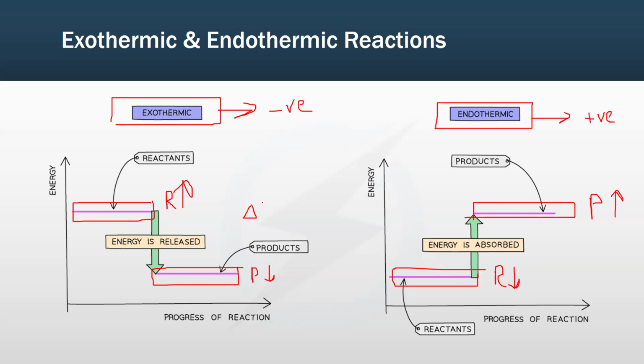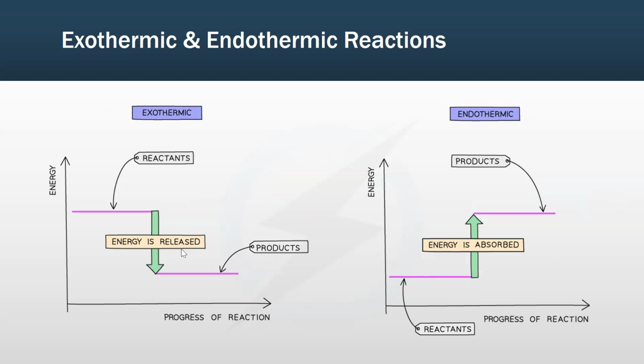What will its delta H be? What is delta H? Delta H is the enthalpy. Delta H is the enthalpy change. Exothermic would always have a negative enthalpy and endothermic reaction would always have a positive enthalpy, because here energy is being absorbed and there energy is being lost or released.